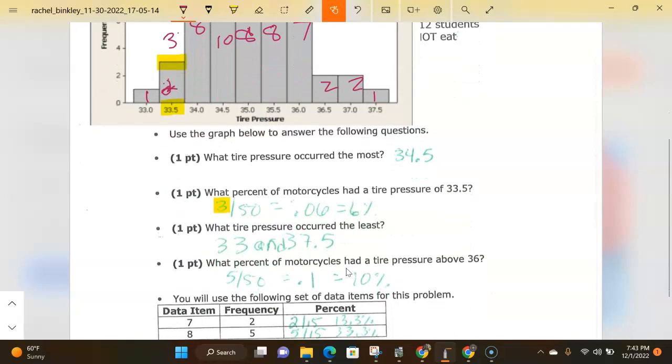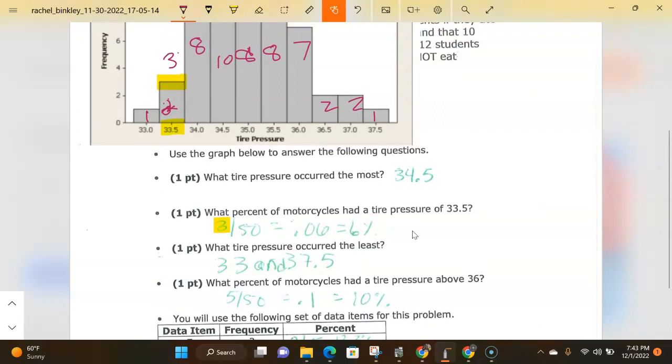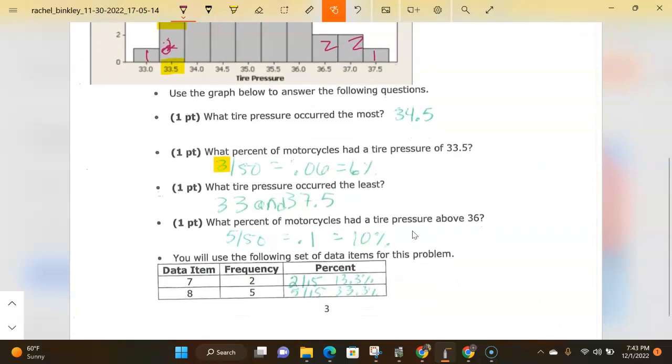What tire pressure occurred the least? It's going to be 36.5 and 37, with 2 each. We call that bimodal. What percentage of motorcycles had a tire pressure above 36? Above 36, I'm going to have to add up the 2 from 36.5, the 2 from 37, and the 2 from 37.5. That's 5. So 5 out of 50 is 10%. All right.